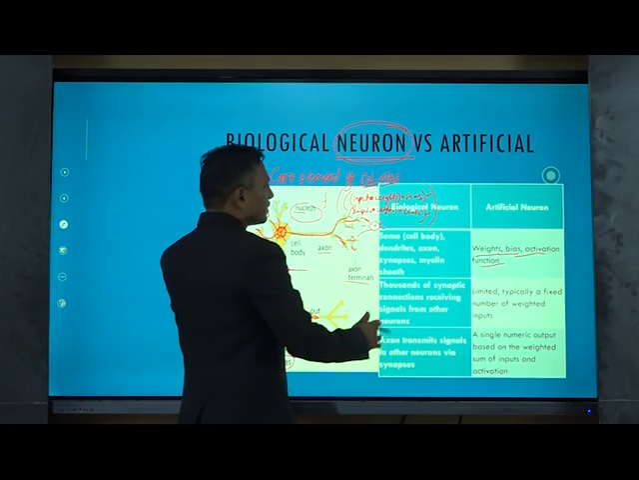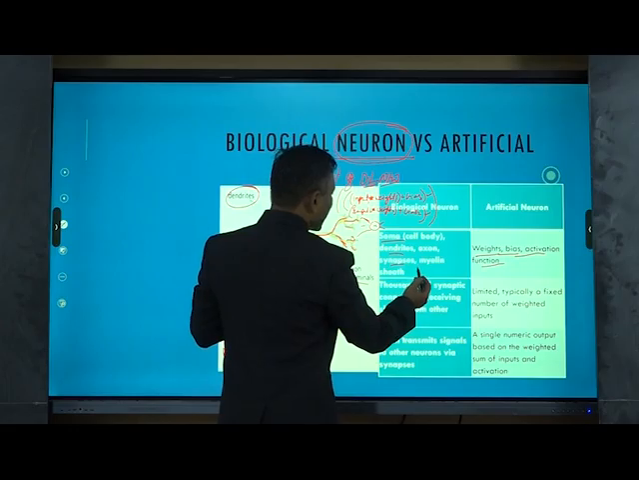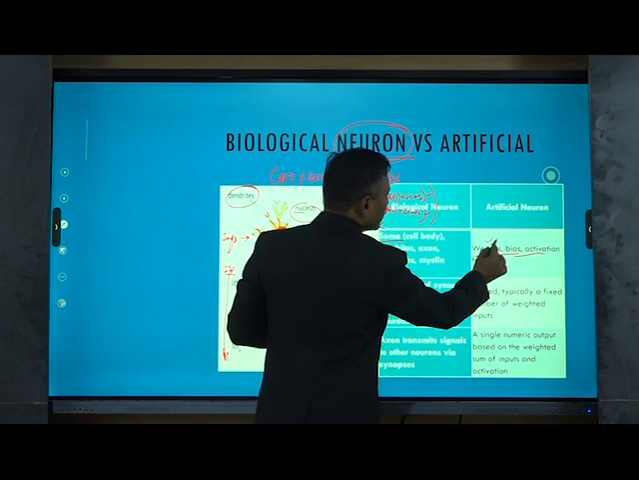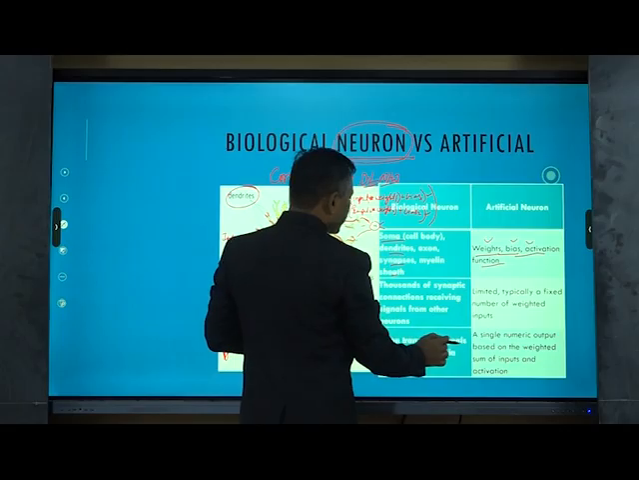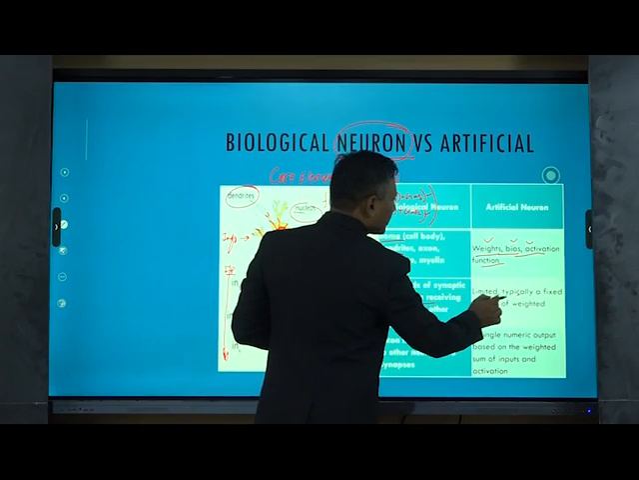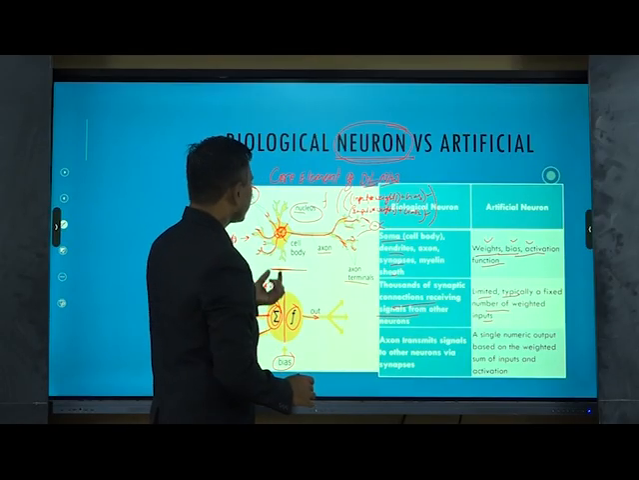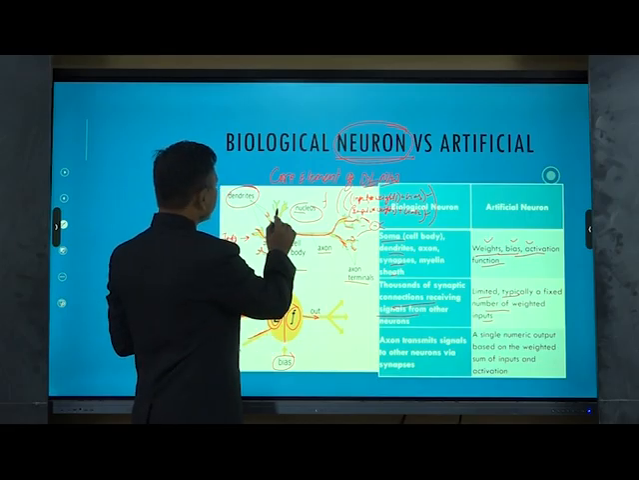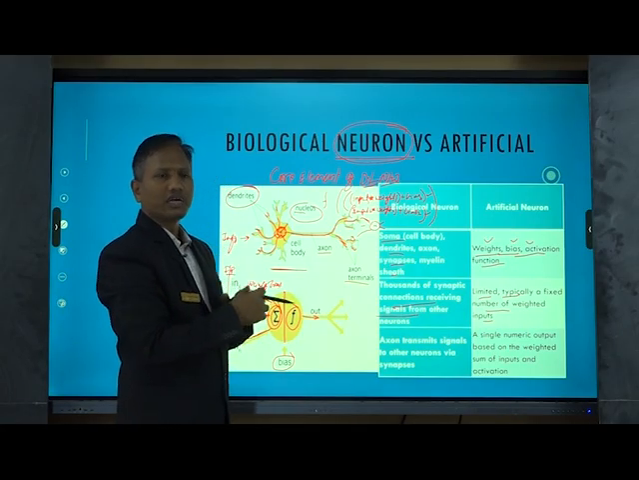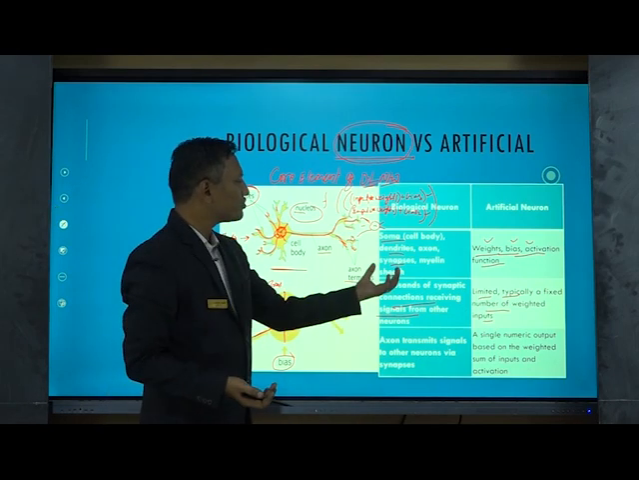So, biological neuron terms are soma, dendrites, synapses, myelin sheath. These are all pure biological terms. Related to these, we can call the weights, biases, activation function. Thousands of synaptic connections will be there in our brain, receiving signals, which will receive the information from the sense organs. But here we cannot put that many, so we are going to use a limited, typically fixed number of weights.